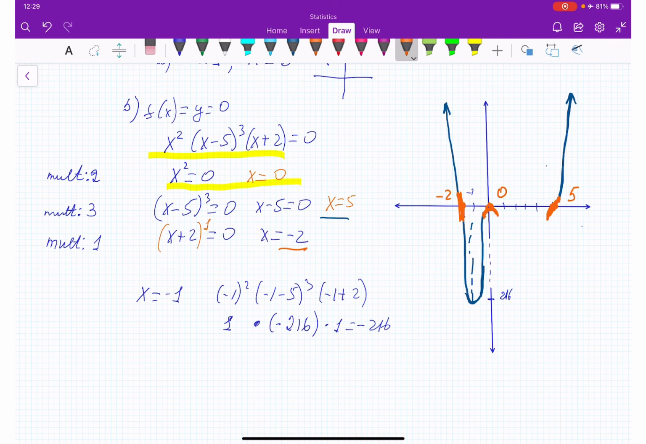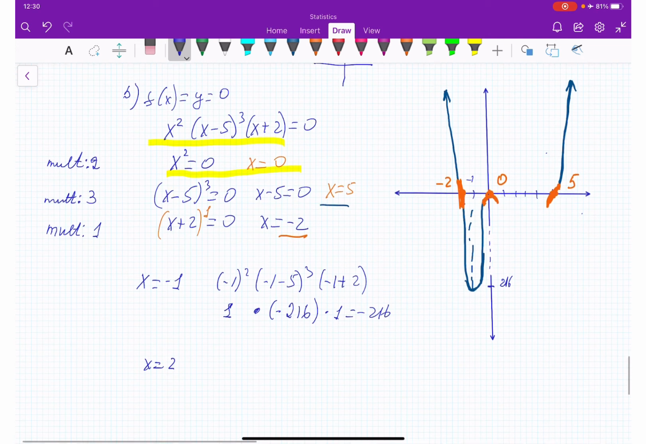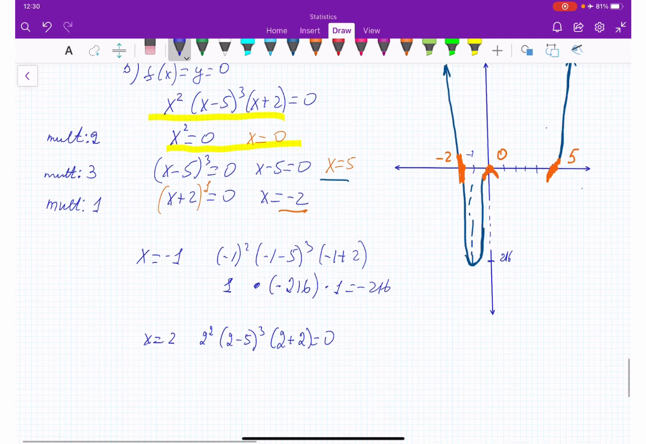And now I need to identify how far it's going to drop, between 0 and 5. Let me take 2. I'll take 2. So between 0 and 5, I'm taking 2 to see how far it will go. So 2 squared, 2 minus 5 cubed, 2 plus 2 equals 0.